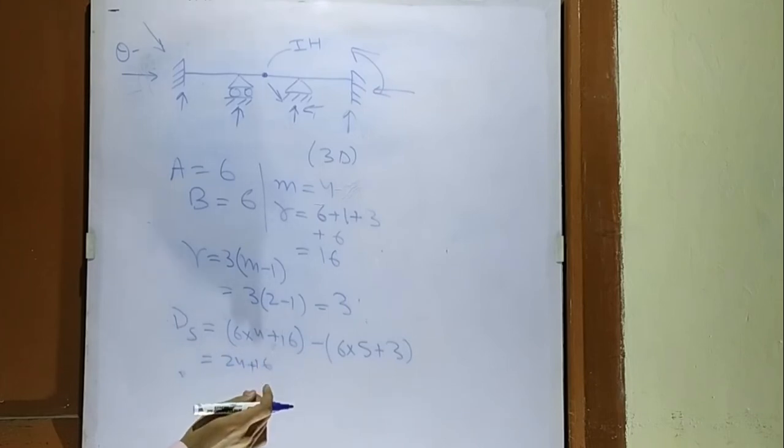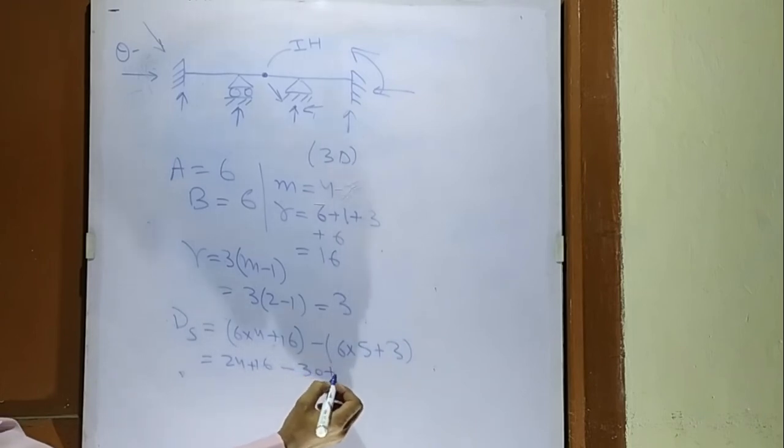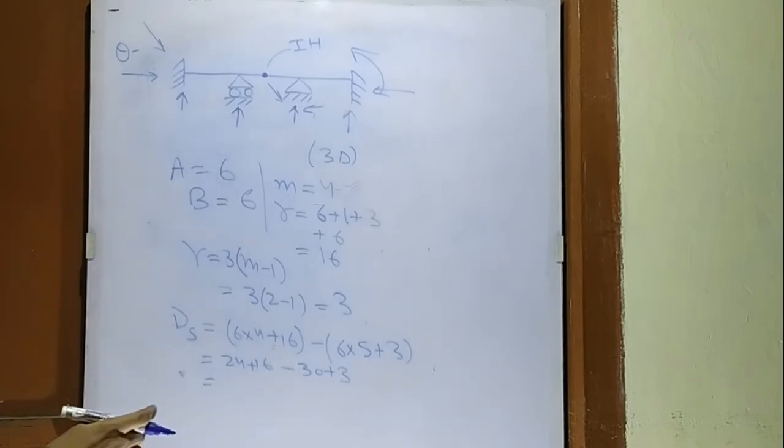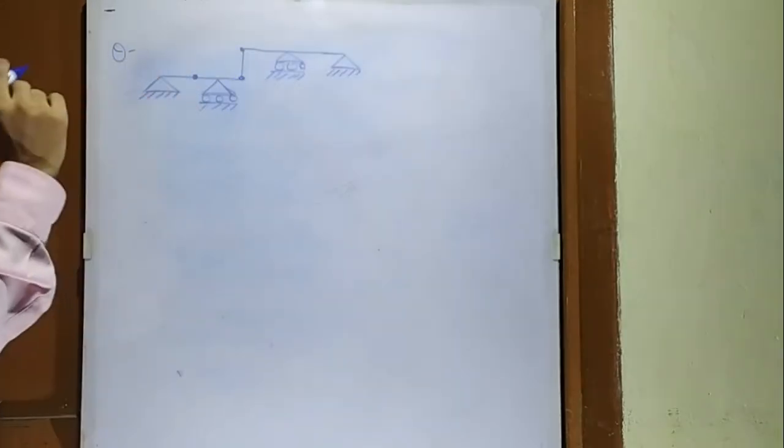Plus this is 16 minus, and this is 30 plus 3. Okay, so this comes out to be, this will be in bracket. So this comes out to be 7. So the degree of static indeterminacy of this beam is 7. So let us solve this question.